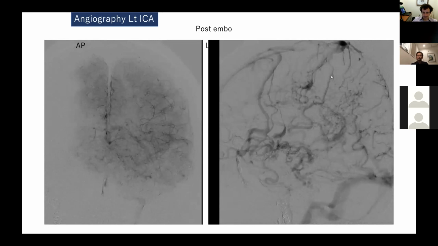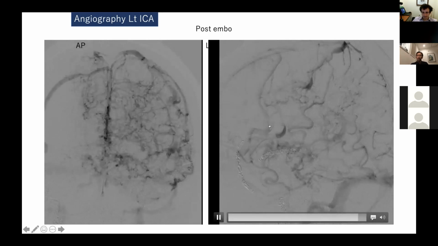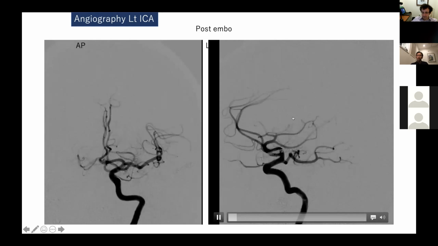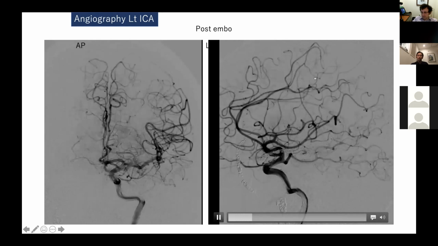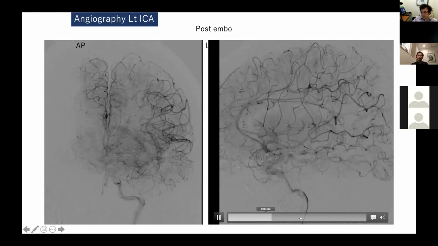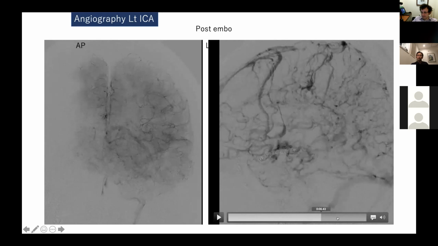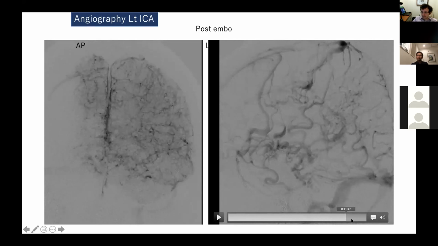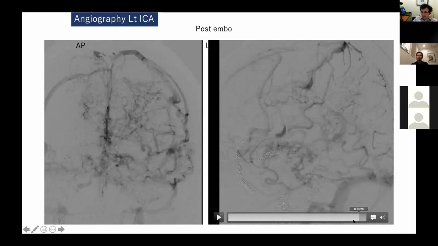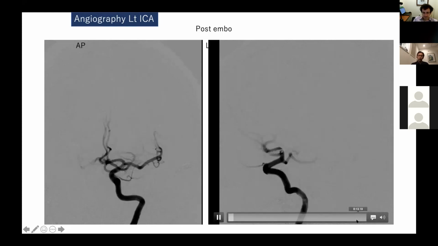On the left side, you can see the veins are flowing, but you can see some stagnation over the lateral surface of the brain. It doesn't go away because it still doesn't know where to go. We created a new flow pattern.